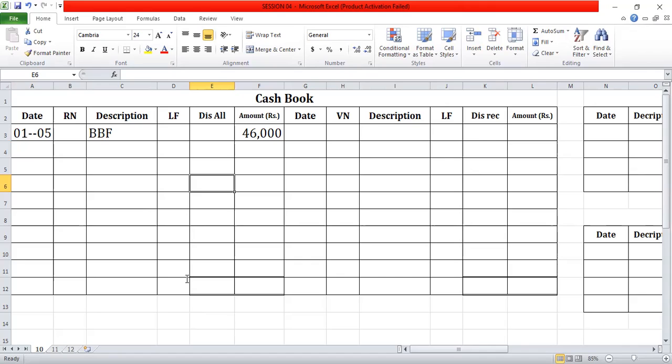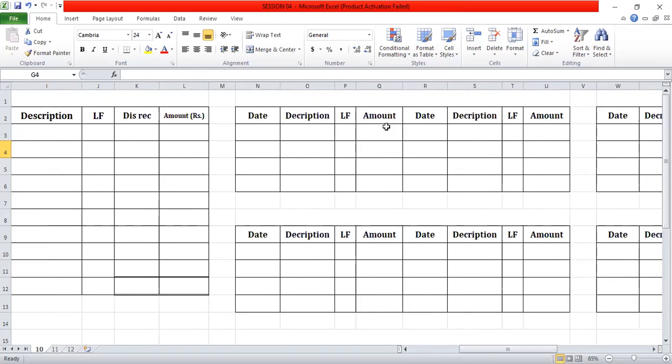Next one. On 2nd of May, under the receipt number 576, we have made a cash sale. 2nd of May, sales amount is 37,000. On the same day, we credit that to the sales account in the ledger. Name the first account as the sales account.